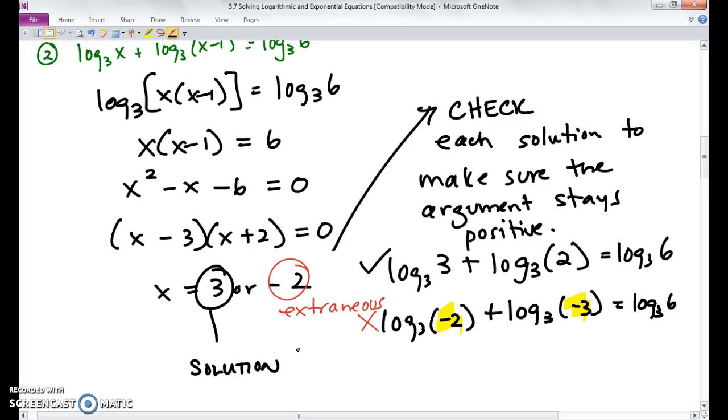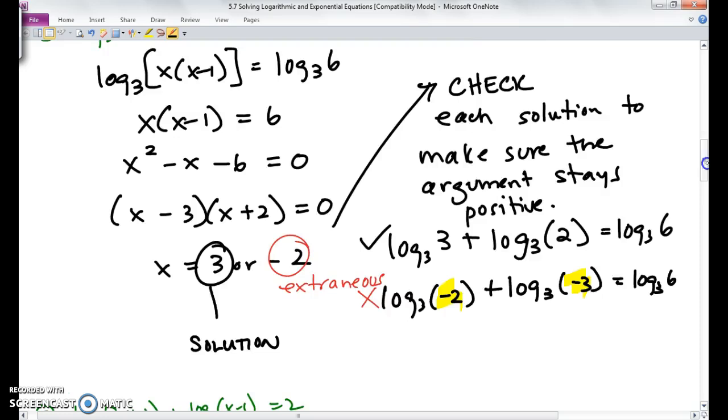And here it is the negative solution that makes the argument negative. But that isn't necessarily always going to be the case. It could be the positive solution that makes the argument negative. The question is, is the argument positive or is it negative? Positive arguments are good, negative arguments are bad. Okay? Questions about that?